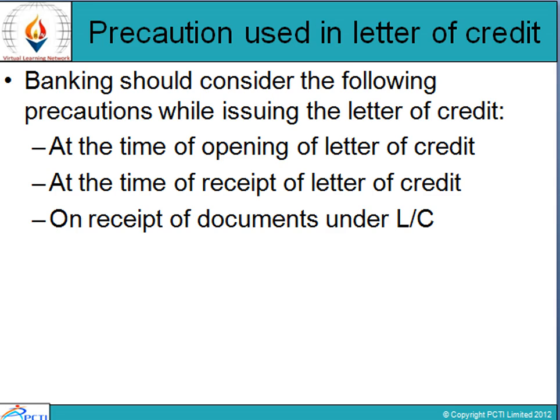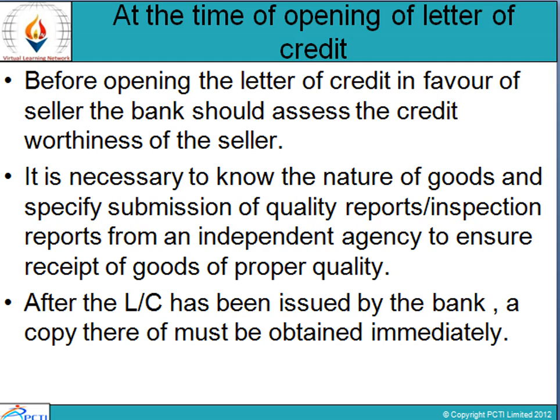There are certain precautions which need to be taken while issuing a letter of credit. There are precautions at the time of opening of a letter of credit, there are precautions which need to be taken at the time of receipt of letter of credit, and there are precautions which are to be taken on receipt of documents under letter of credit.